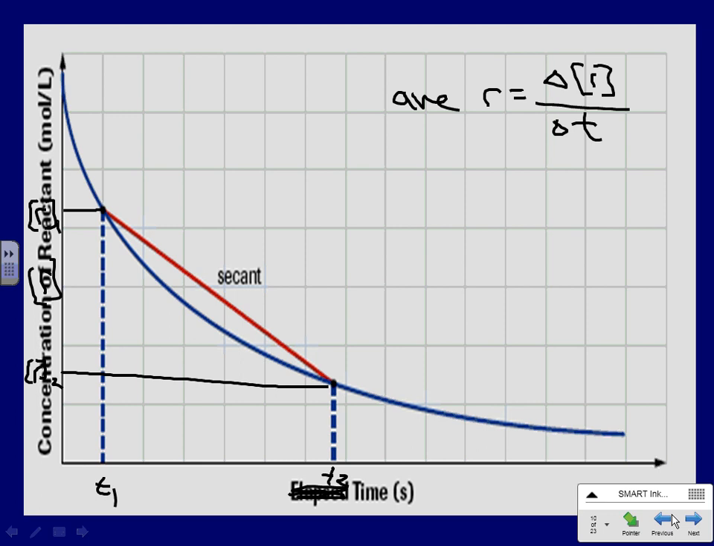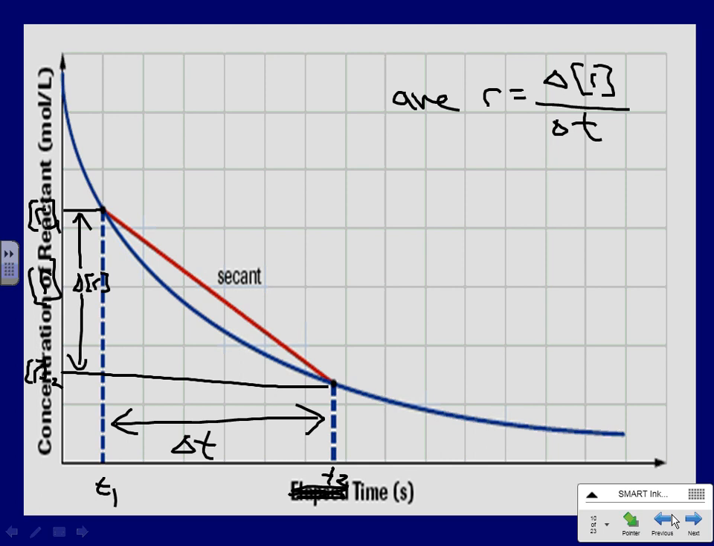Graphically, on a graph, join the two dots that you're interested in, the 2 points in time. Find out how big this is right there, delta T, that's that length. Find out how big this is, delta concentration of R, put it in the equation, and you have the slope of the tangent. Sorry, the slope of the secant, thank you. The slope of the secant, the slope of the line that joins the 2 dots.